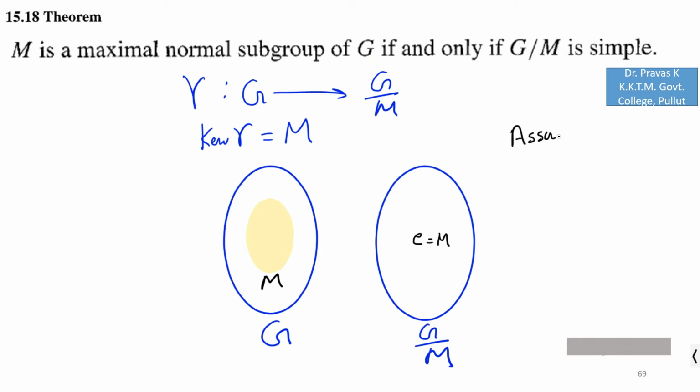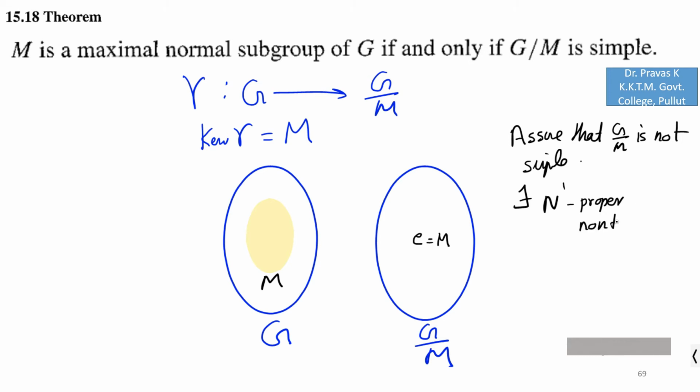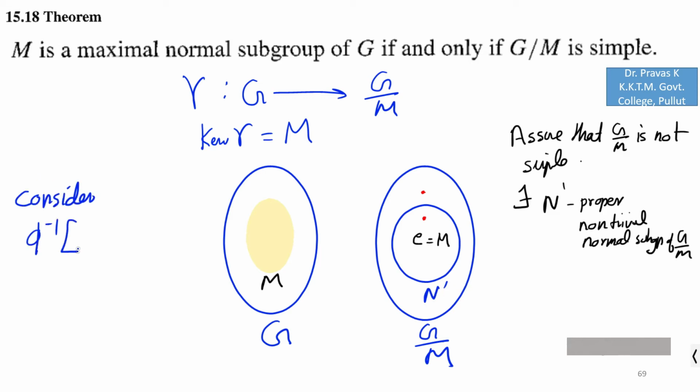Now we start by assuming that M is maximal, but G over M is not simple, which means that there is a non-trivial proper normal subgroup N dash of G over M. Now since N dash is non-trivial, it contains at least one element other than the identity element. Also since it is proper, it contains at least one element outside N dash. Now you consider gamma inverse of N dash. Now we are going to prove that it properly contains the normal subgroup capital M.